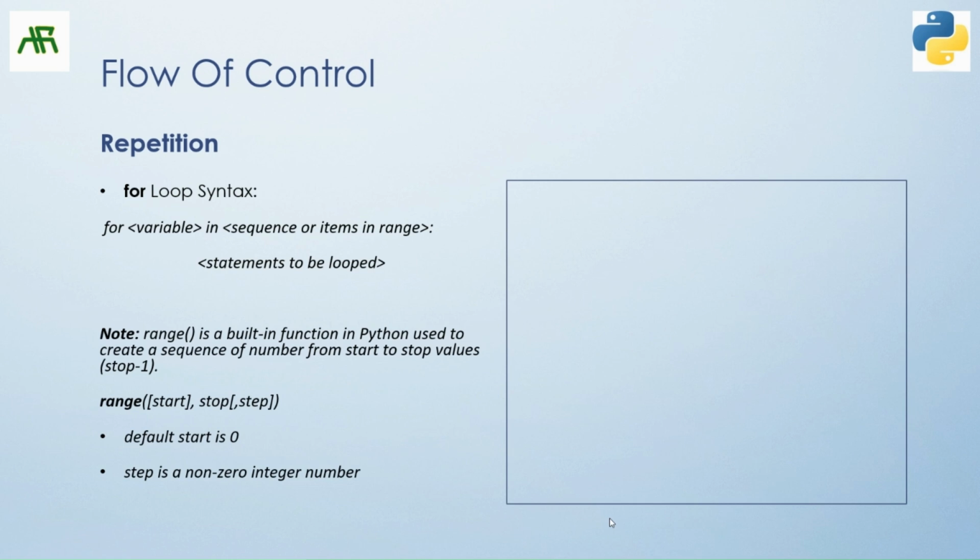Of these parameters, start and step are not mandatory. Only the stop is mandatory, where the range stops. The default start is 0. If you don't give the start, the default start is 0, and step is 1. If you want to give a step value, it should be a non-zero integer number.